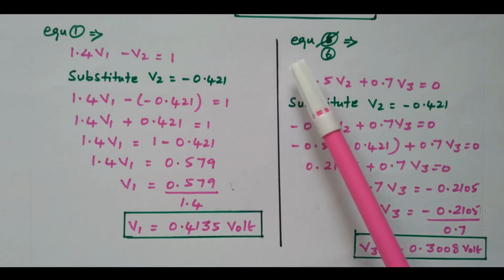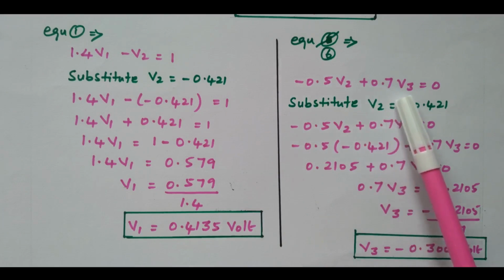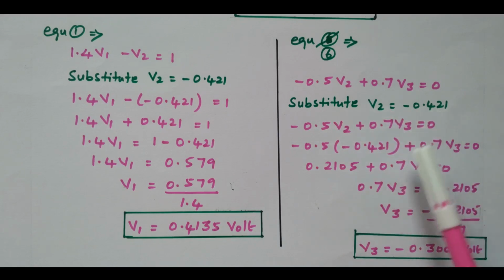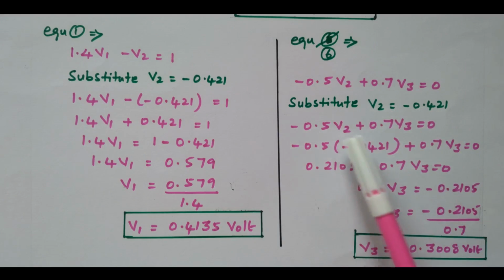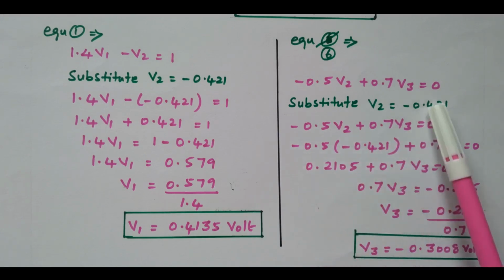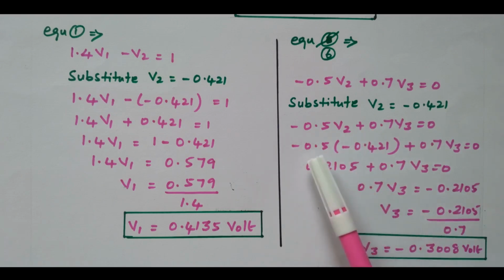Now consider the sixth equation: minus 0.5 V2 plus 0.7 V3 equal to 0. Now here also substitute the V2 value, minus 0.421. So minus 0.5 into minus 0.421 plus 0.7 V3 equal to 0. Here both are negative, so 0.5 into 0.421 is 0.2105 plus 0.7 V3 equal to 0.